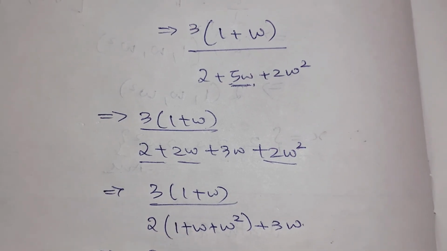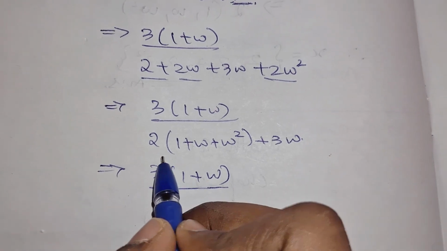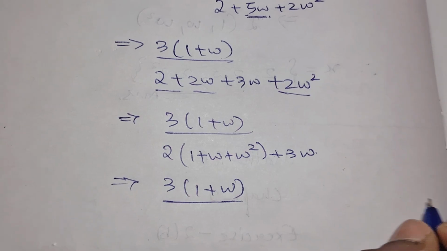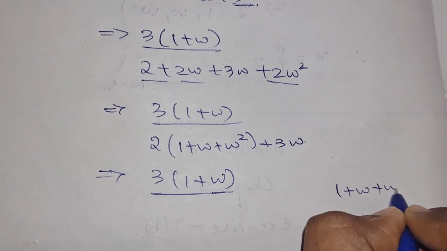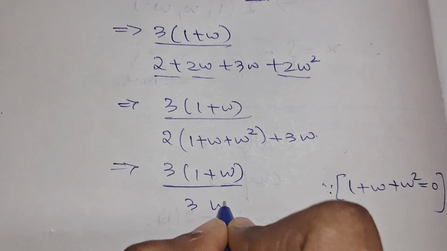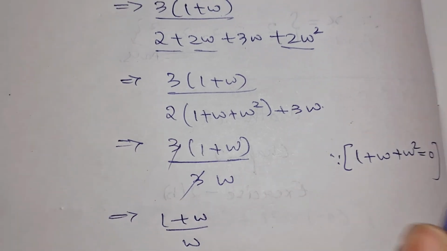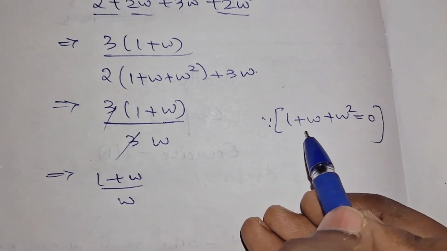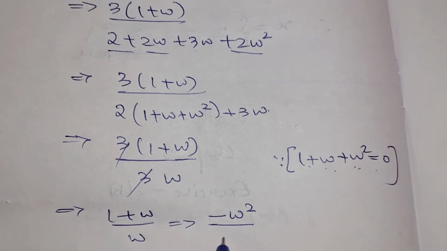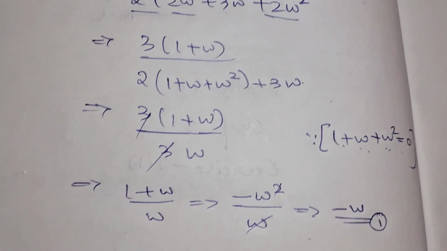Now the numerator is the same, that is 3 multiplied by (1 plus omega). In the denominator, we know that since 1, omega and omega square are the cube roots of unity, 1 plus omega square is equal to 0. So in the denominator we will be left with 3 omega. 3 can be cancelled, left with (1 plus omega) by omega. According to this condition, 1 plus omega is minus omega square. So we will simply substitute minus omega square in the numerator. So we will be left with minus omega. Let this be equation 1.